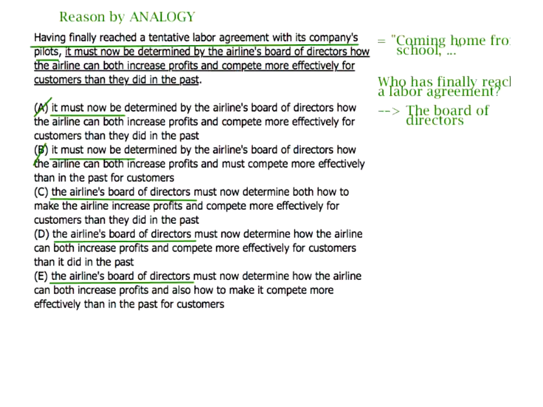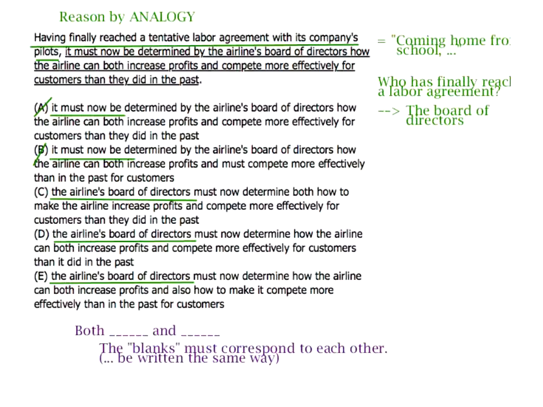But here we have both blank and blank. Basically, the things in the blanks must correspond to each other. They must be parallel. They should be written the same way, or at least in as similar a way as possible. Be written the same way to the extent possible. So here's your boths and your ands. So both, and there's your both, and then here's your and.